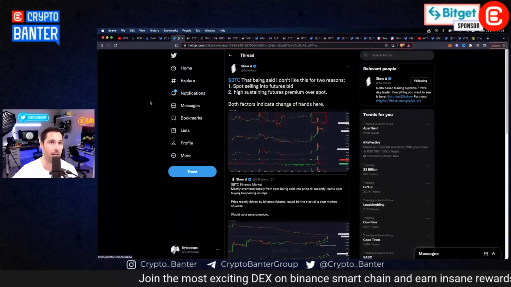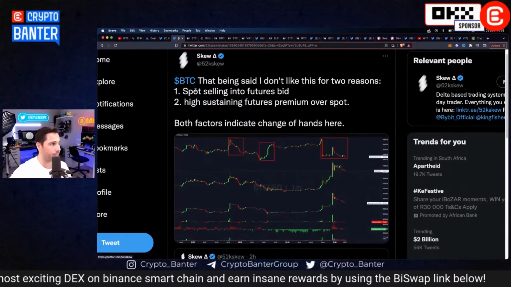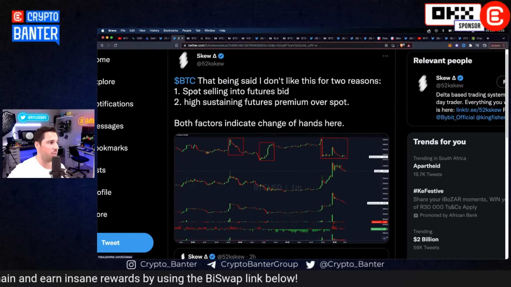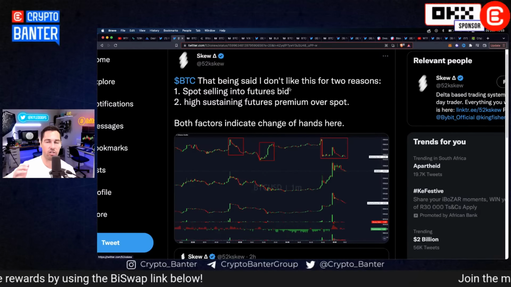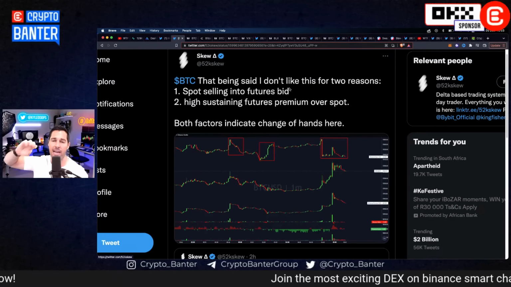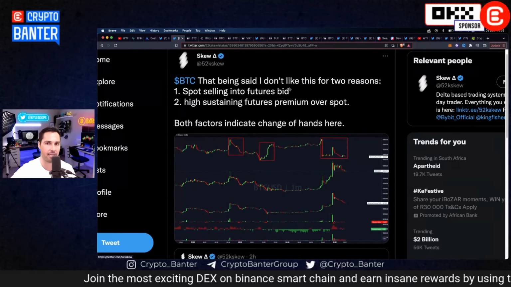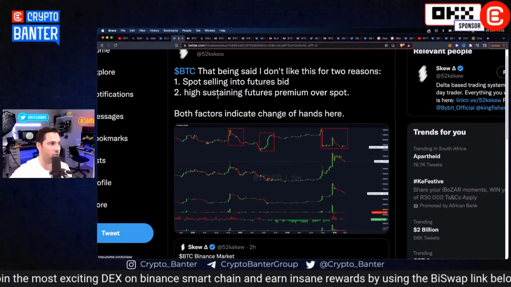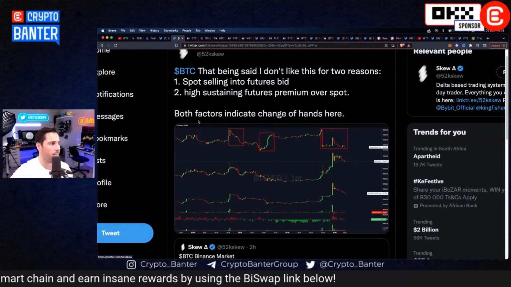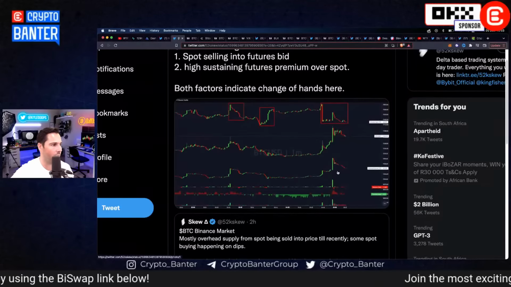I want to tie in with this tweet over here, what Skew's looking at for the low time frames. And he says, BTC, that being said, I don't like this for two reasons. Spot is selling into the futures bid, which is what I just showed you. The leverage traders push the price up, and then they sell their spot positions into the artificially elevated price due to leverage traders. He says, high sustaining futures premium over spot. Both factors indicate a change of hands over here. So you do want to keep an eye on that.